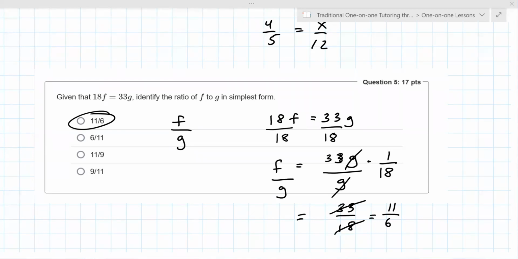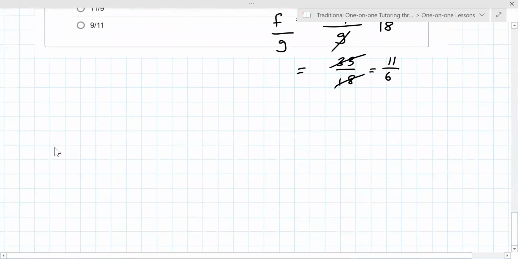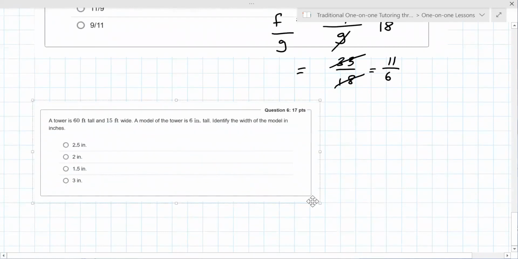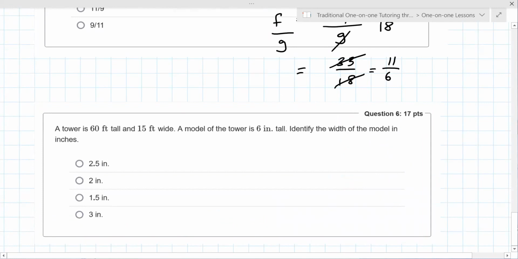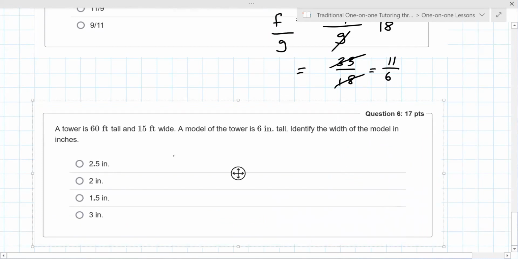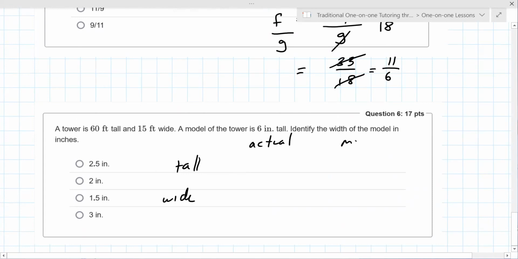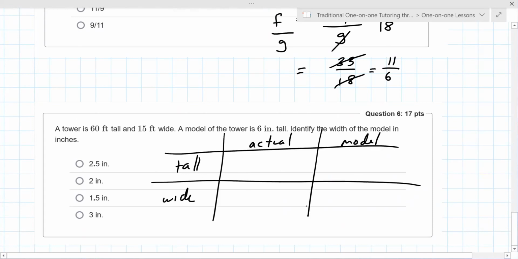Okay, so here is a problem that's really similar to one we just did. I would recommend setting up a table like we did and seeing if you can solve it on your own. You've got the tall, you've got the wide, you've got the actual, and you've got the model. So see if you can set that up. We've done a bunch of those already today.